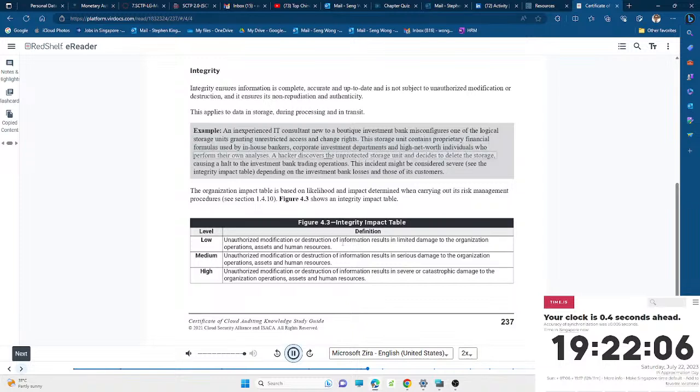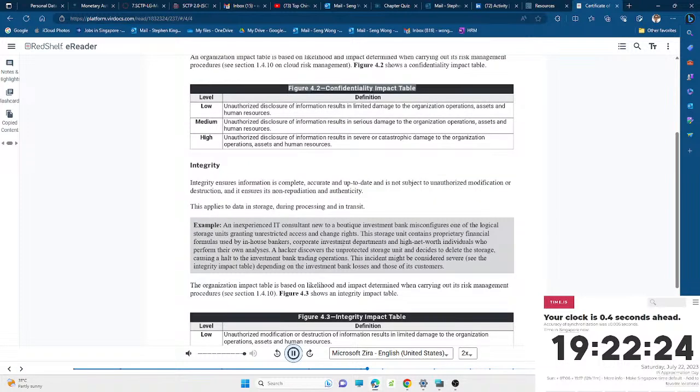A hacker discovers the unprotected storage unit and decides to delete the storage, causing a halt to the investment bank trading operations. This incident might be considered severe. See the integrity impact table, depending on the investment bank losses and those of its customers. The organization impact table is based on likelihood and impact determined when carrying out its risk management procedures. See section 1.4.10. Figure 4.3 shows an integrity impact table.